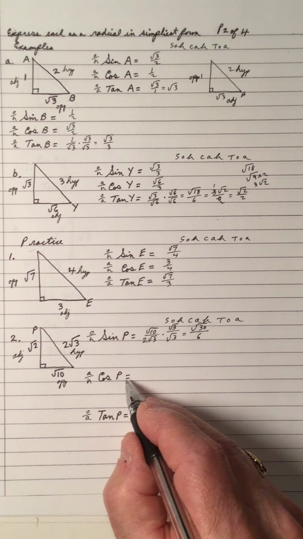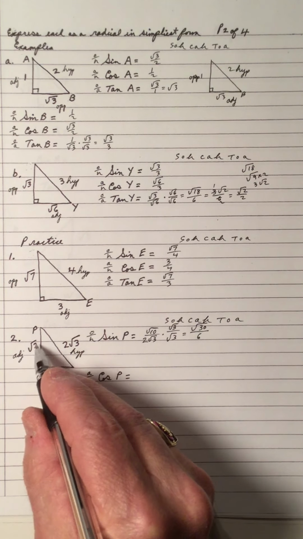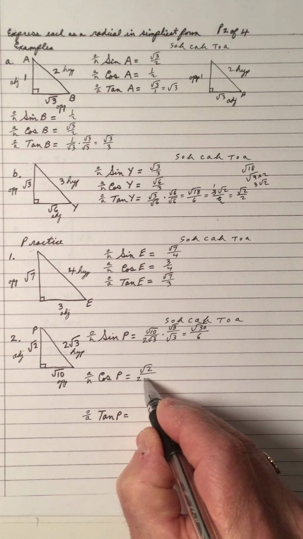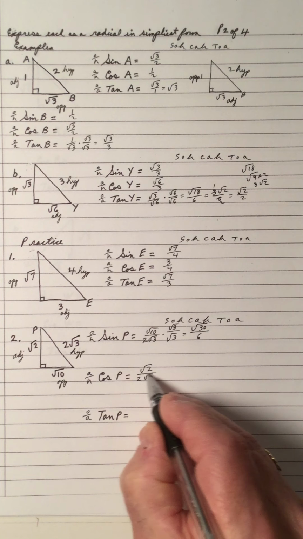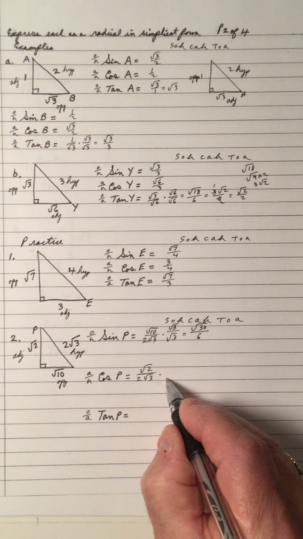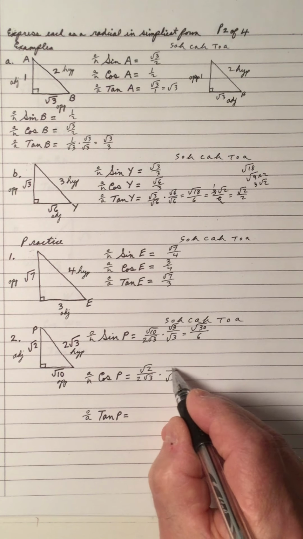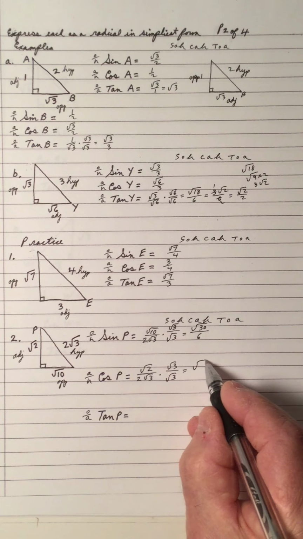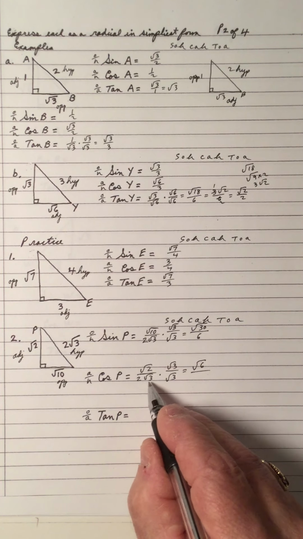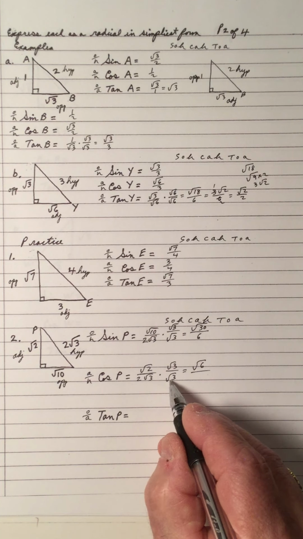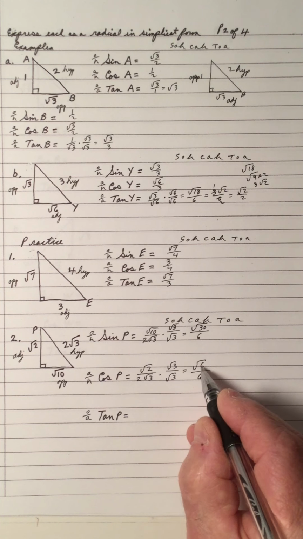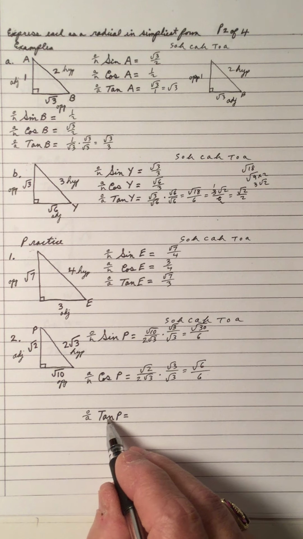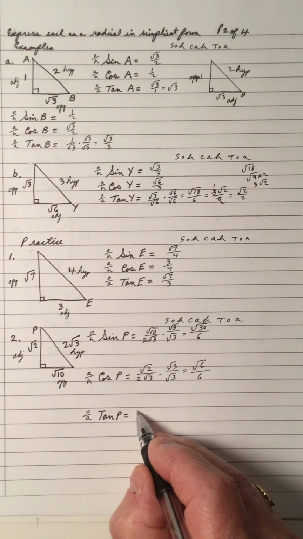Cos P is adjacent, and the adjacent is root 2 over the hypotenuse of 2 root 3. And again, you multiply the bottom by root 3 and the top by root 3. Root 2 times root 3 is root 6. And root 3 times root 3 is 3. 2 times 3 makes 6, and you cannot cancel. Done.